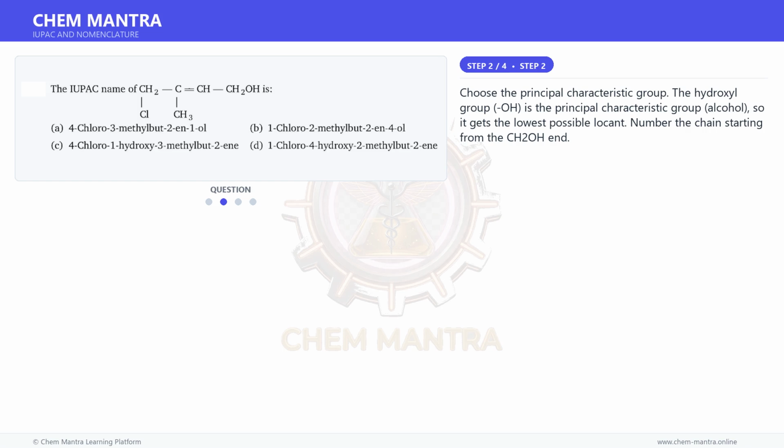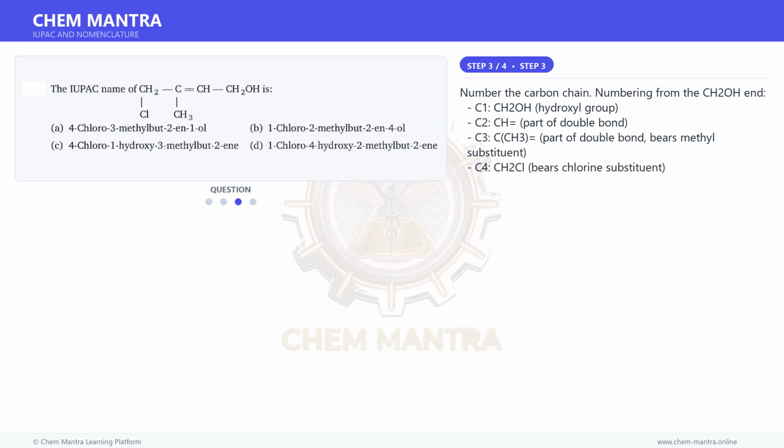Choose the principal characteristic group. The hydroxyl group, OH, is the principal characteristic group, alcohol, so it gets the lowest possible locant. Number the chain starting from the CH2OH end. Moving on to the next step.